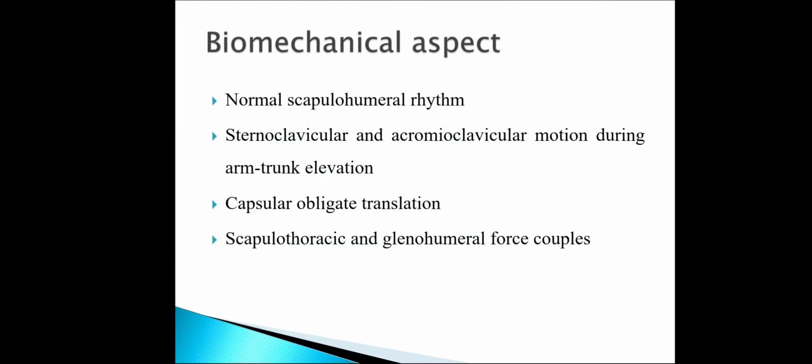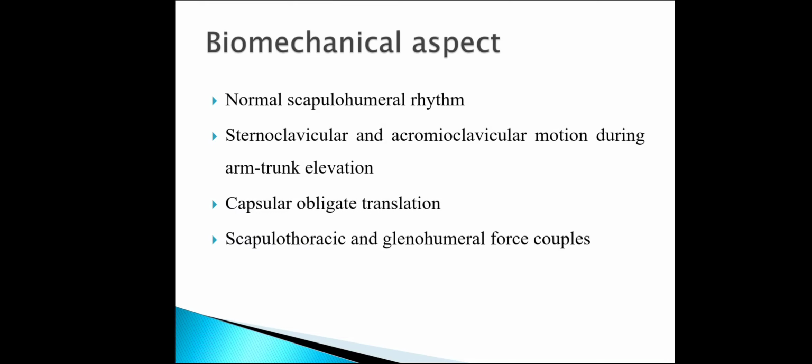Coming to the biomechanical aspects of the scapulohumeral rhythm. Normal scapulohumeral rhythm ratio is equal to 2:1, where for every 2 degrees of glenohumeral joint motion there is 1 degree of scapulothoracic motion. The formula of scapulothoracic motion is given by 30 degrees of clavicular elevation plus 30 degrees of clavicular upward rotation at the sternoclavicular and acromioclavicular joint respectively.